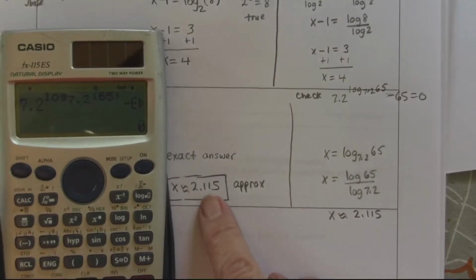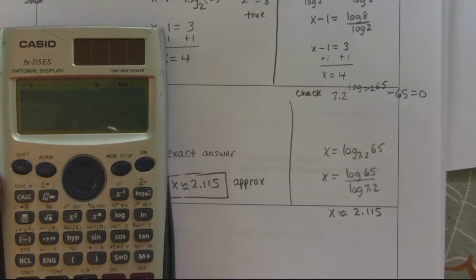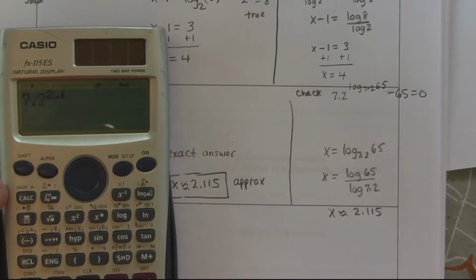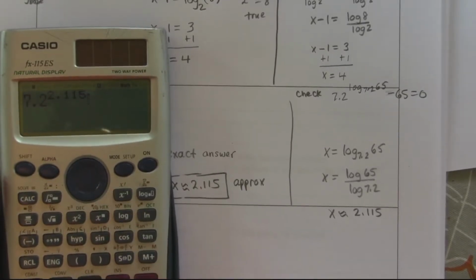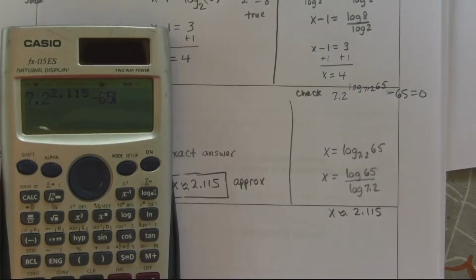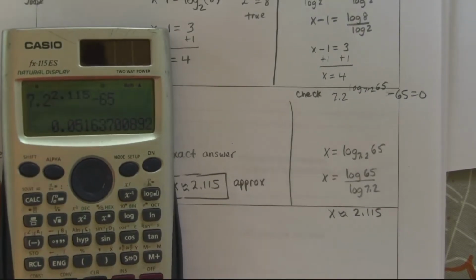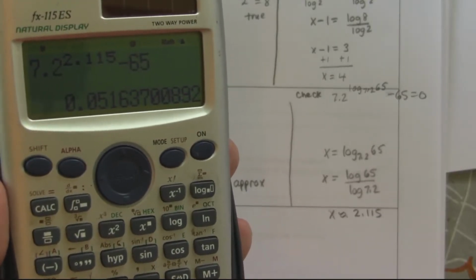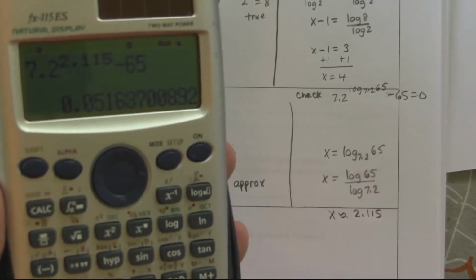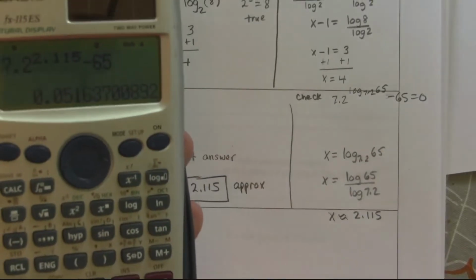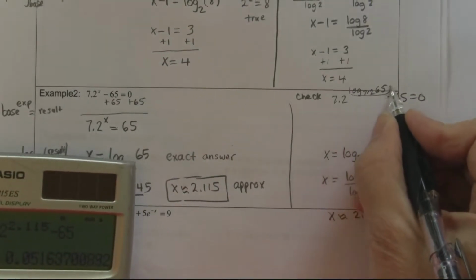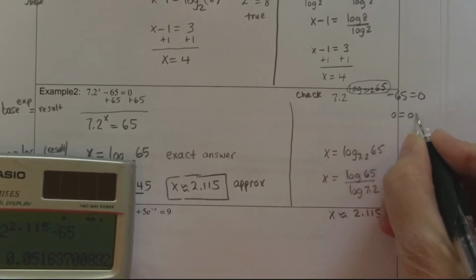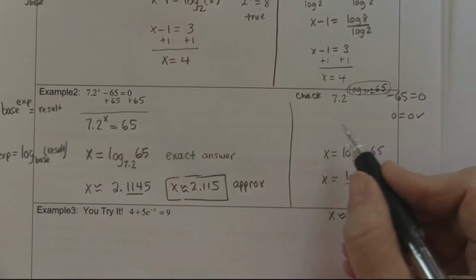So let's try it using the approximate. So using the approximate, 7.2 raised to the 2.115, and then take away 65. And so I put in just the approximate value, and you notice that it's not exactly equal to 0. It's equal to 0.05163. This should be exactly equal to 0, like it was when we used the exact value. And the reason is because we used a rounded value. That was the reason that it didn't come out exact.